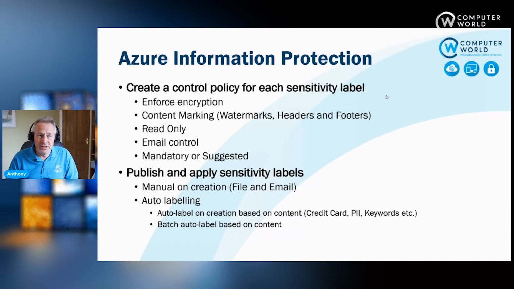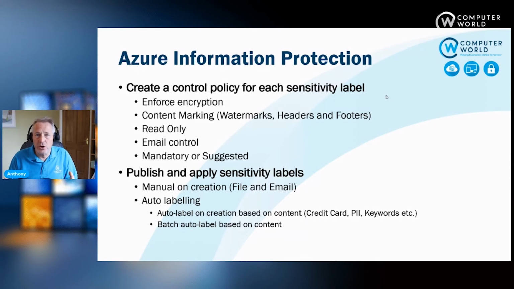So once we've decided on those labels and we've created a control policy for those labels, we need to think about how we're going to apply them to our data. New data that's been created, say I was creating a new Word document today, when I go to save that document, the Azure Information Protection client would ask me how I want to categorize that data and give me the choice of how I do that. So we can actually apply those sensitivity labels manually to information as we create it.